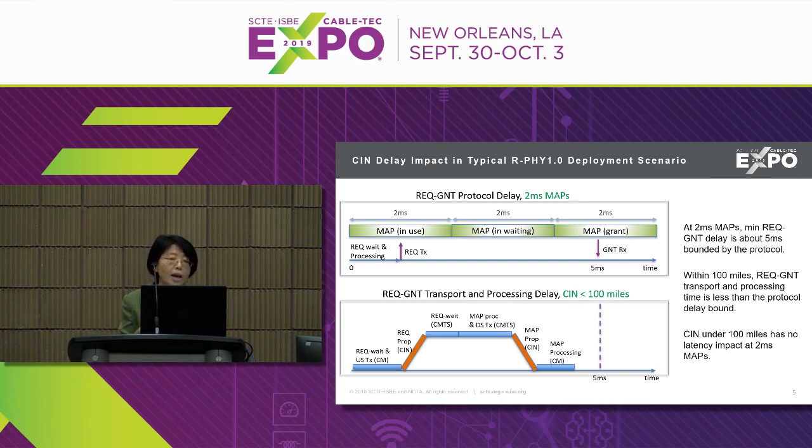So it turns out if the SYN network distance is within 100 miles, all the little factors add up together within 5 milliseconds. So look at the orange bars, which indicate the SYN delay. If you remove it, it doesn't do any good because the 5 millisecond request grant protocol delay is the dominating factor. That one is the bottleneck. So that's why centralized scheduling works under this operational condition, 2 millisecond MAPs and 100 miles.